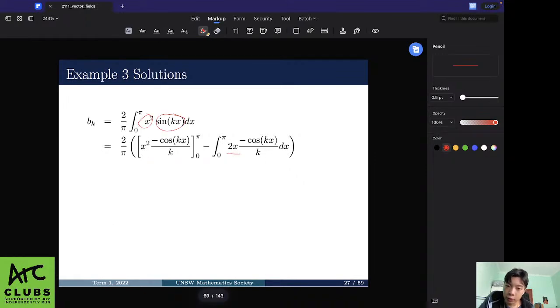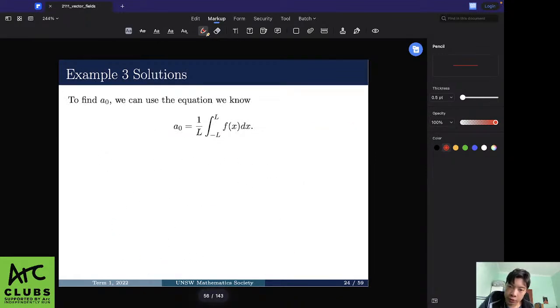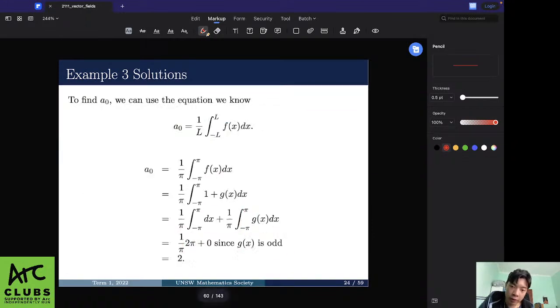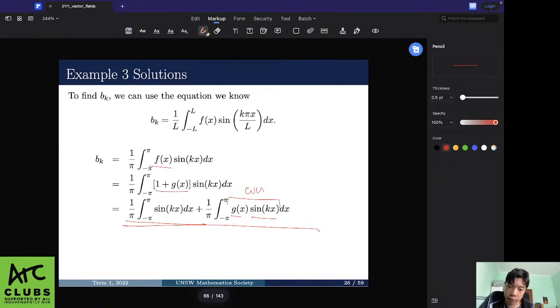And the thing is, the question actually asks us only to find the coefficients a_0, a_k, and b_k. So for now, we don't have to do anything with our coefficients. We found them, and so that's the end of our question.